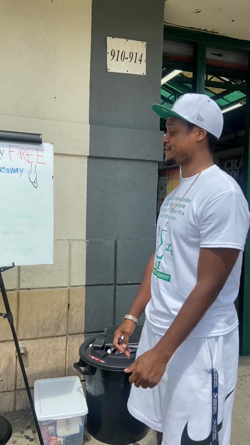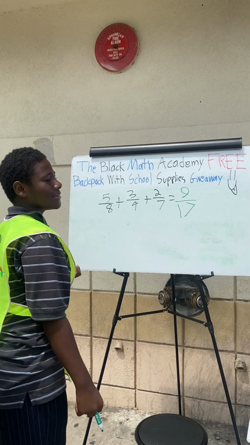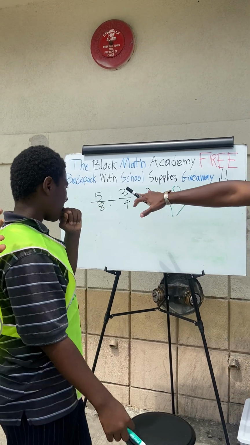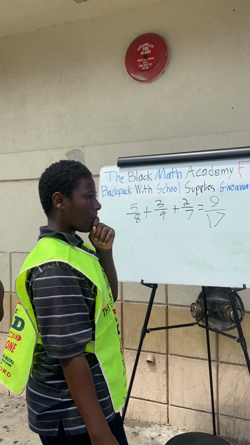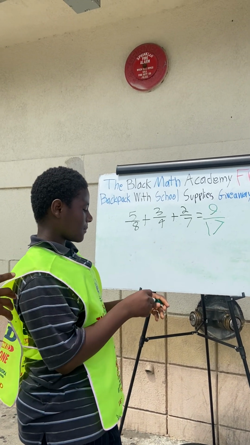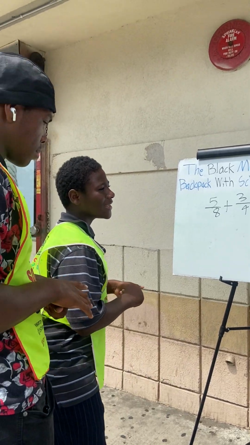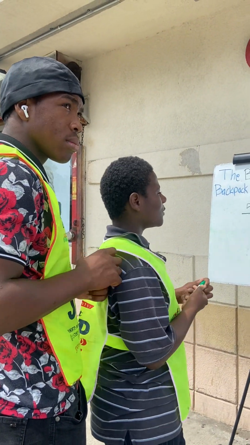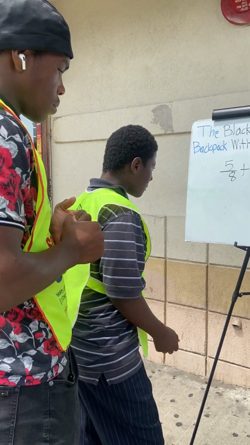Alright, so it's not 9/17, but it has a 9. We don't know that just yet. Okay? So you think that we're supposed to just add the tops. Now we would need to do that, but there's something else we need to have happen first before we do it. This says add. What do we need first to be able to do these fractions?